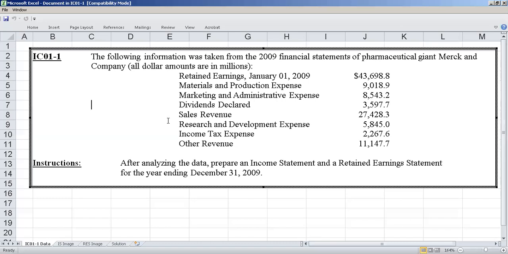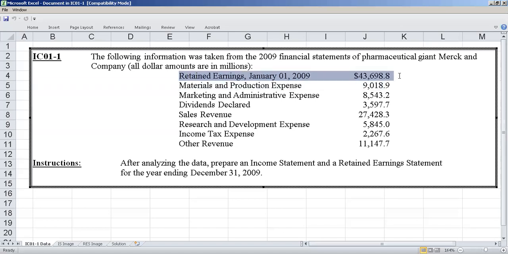If the account has the word expense in its name, it's an expense. If the account has the word revenue in its name, it's a revenue. Now in chapter 2, we're going to learn that that's not always true. There are some accounts that have the word revenue in their name that are not actually revenues. There are some accounts that have the word expense in their name that are not actually expenses. But we really don't encounter them in chapter 1.